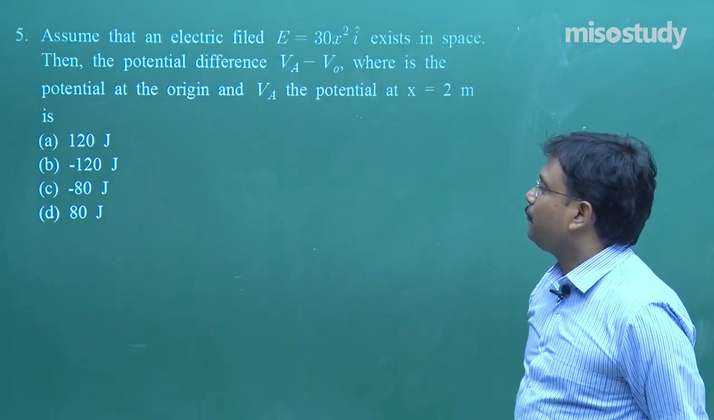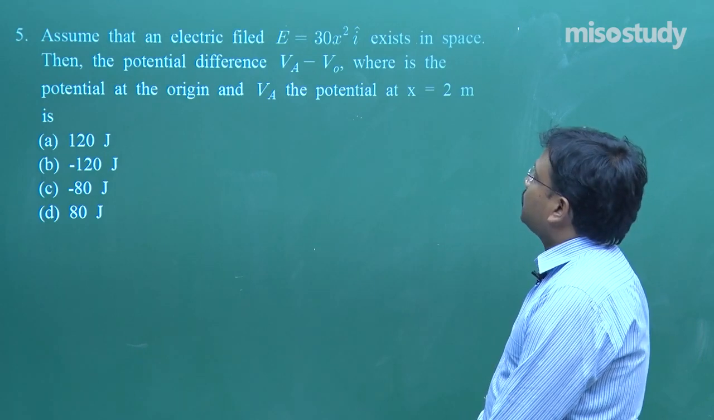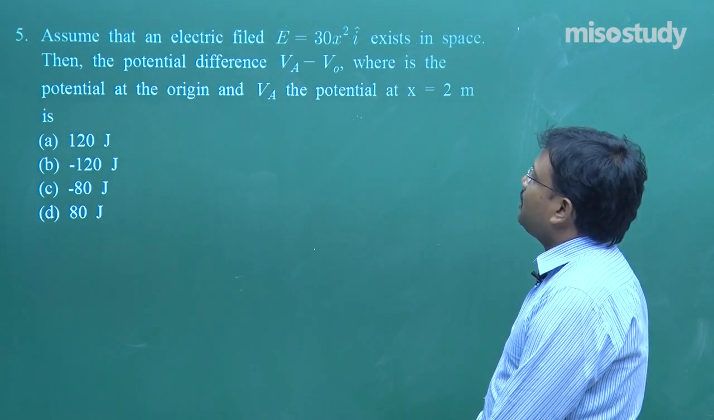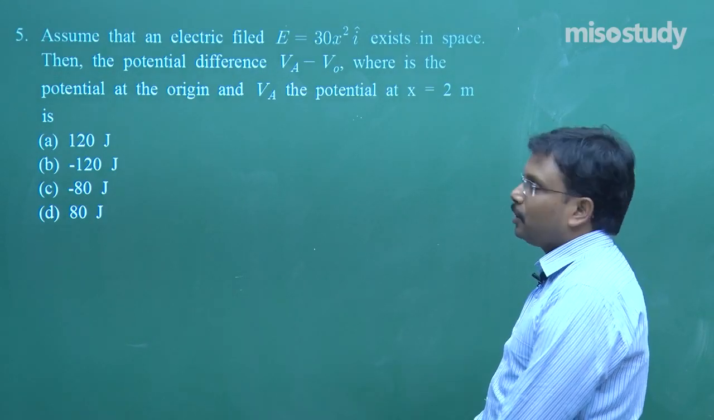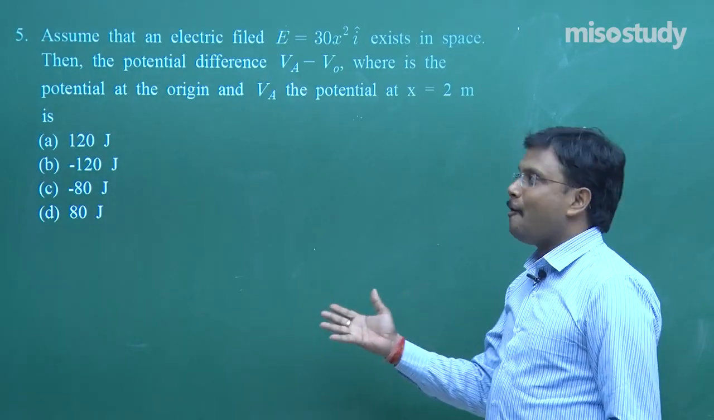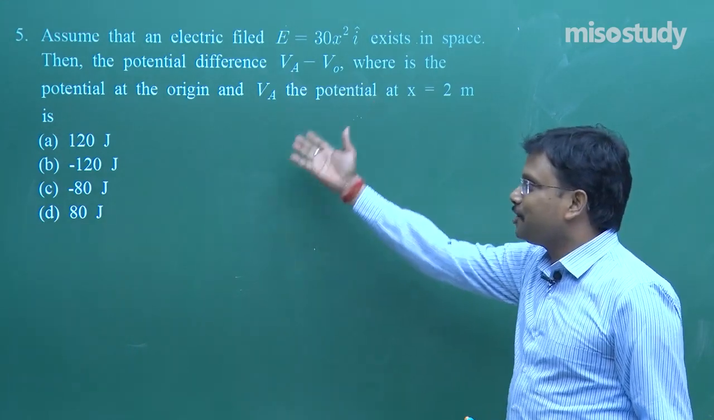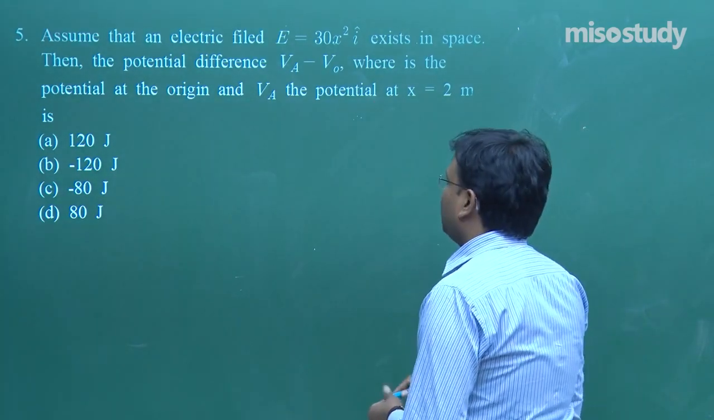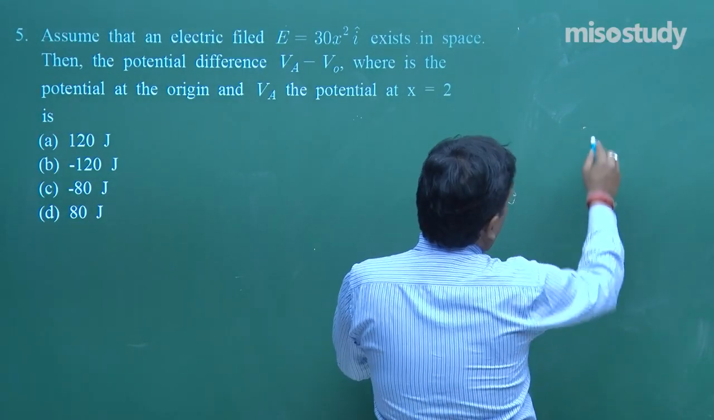Here is your fifth question. Assume an electric field of this form exists in space, then find the potential difference, where VO is the potential at origin and VA is the potential at x is equal to 2. Students, this is the very first formula that you learned during the second chapter of class 12, and the question is based upon that only. So let's discuss what exactly the solution is.